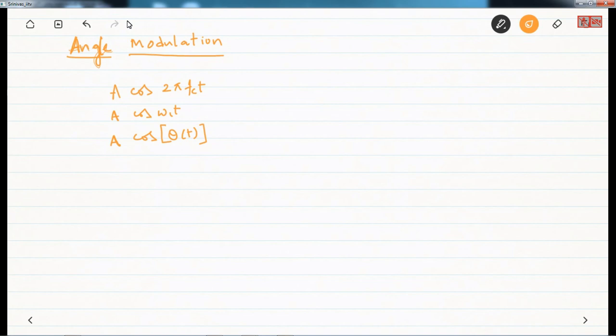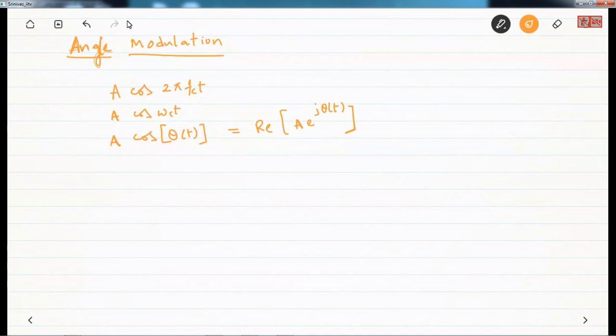So you know complex numbers. This can also be written as the real part of A e power j theta t. So in amplitude modulation, what we have seen is we have varied the.